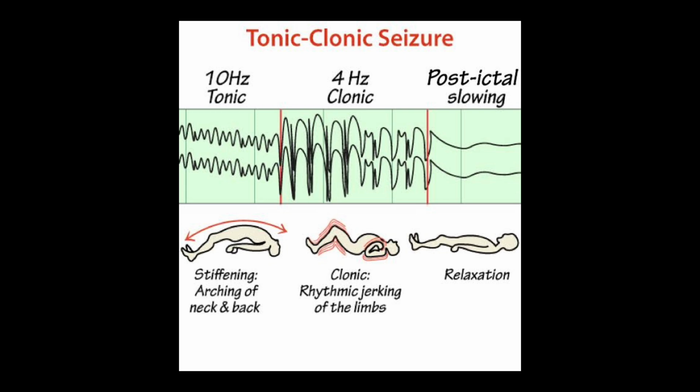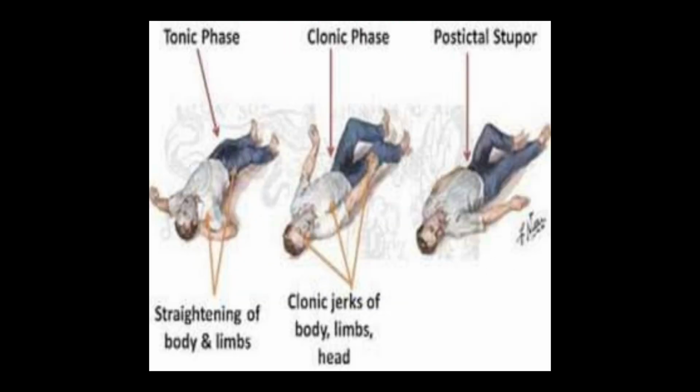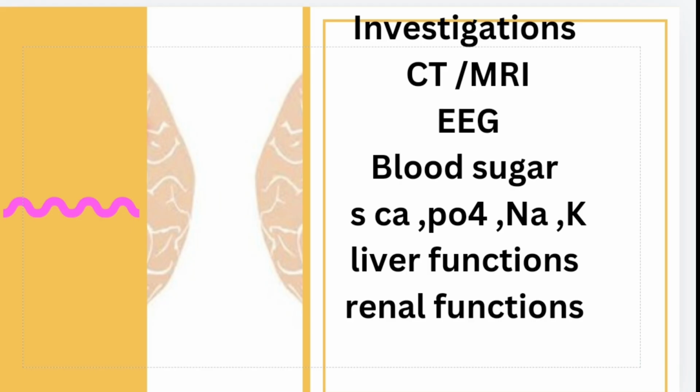So this is the tonic-clonic generalized seizure, in which first of all the tone of the body is increased, which can be seen as straightening and arching of the body, then clonic jerks, and finally there is a post-ictal confusion phase. So this was about generalized tonic-clonic fits. While focal seizures are of two types. In one type, awareness is intact, while in the other type, awareness is lost.